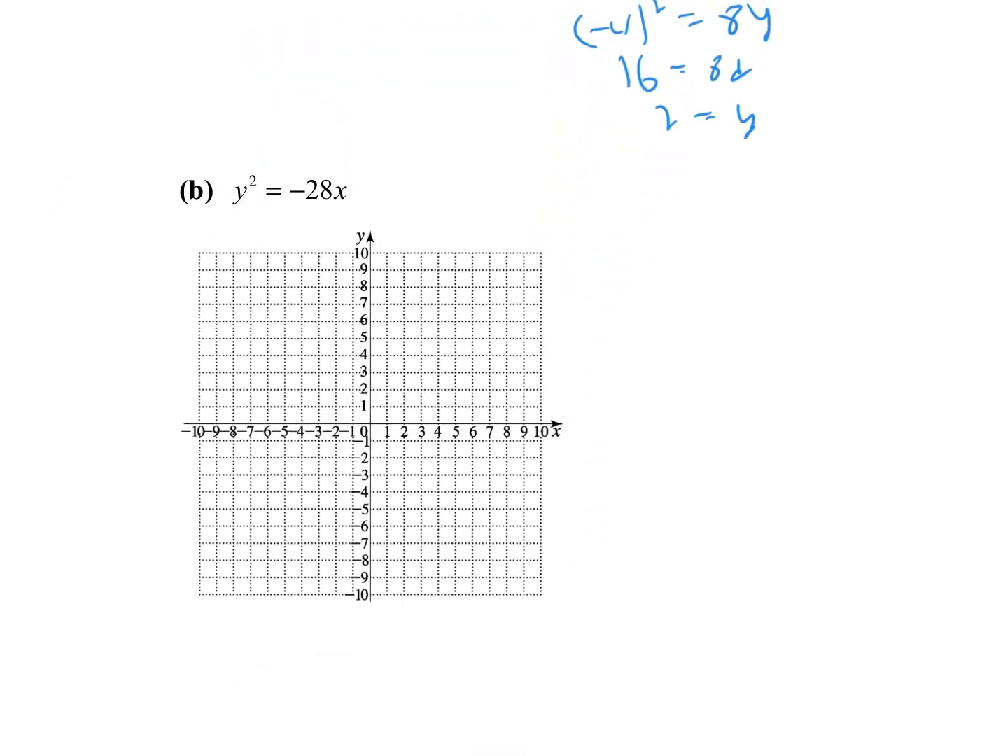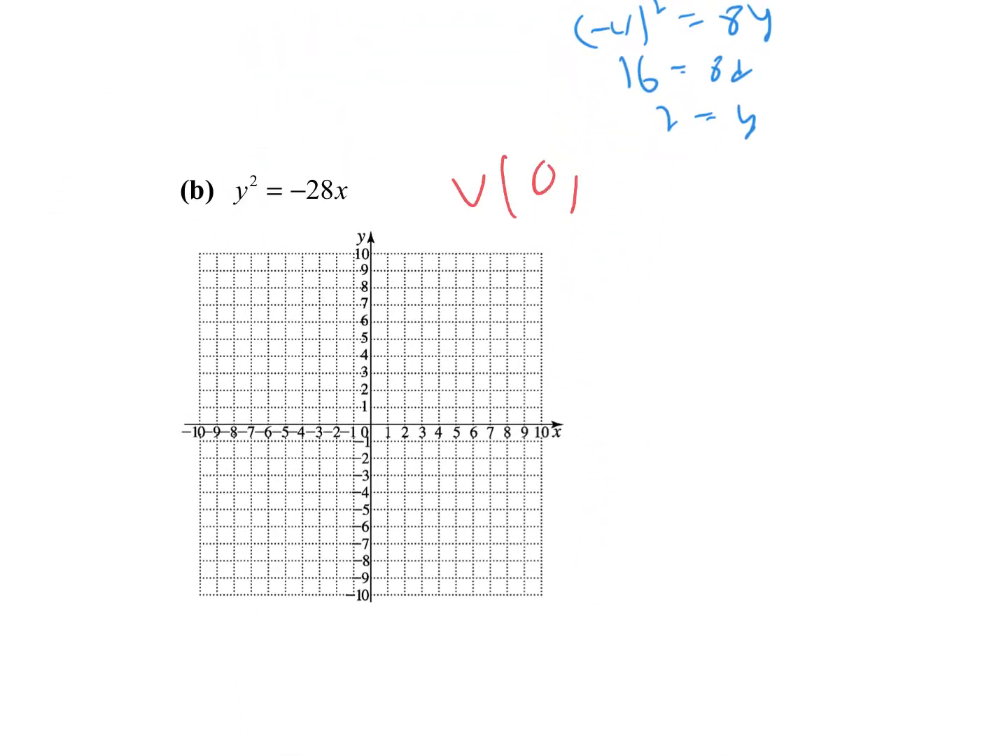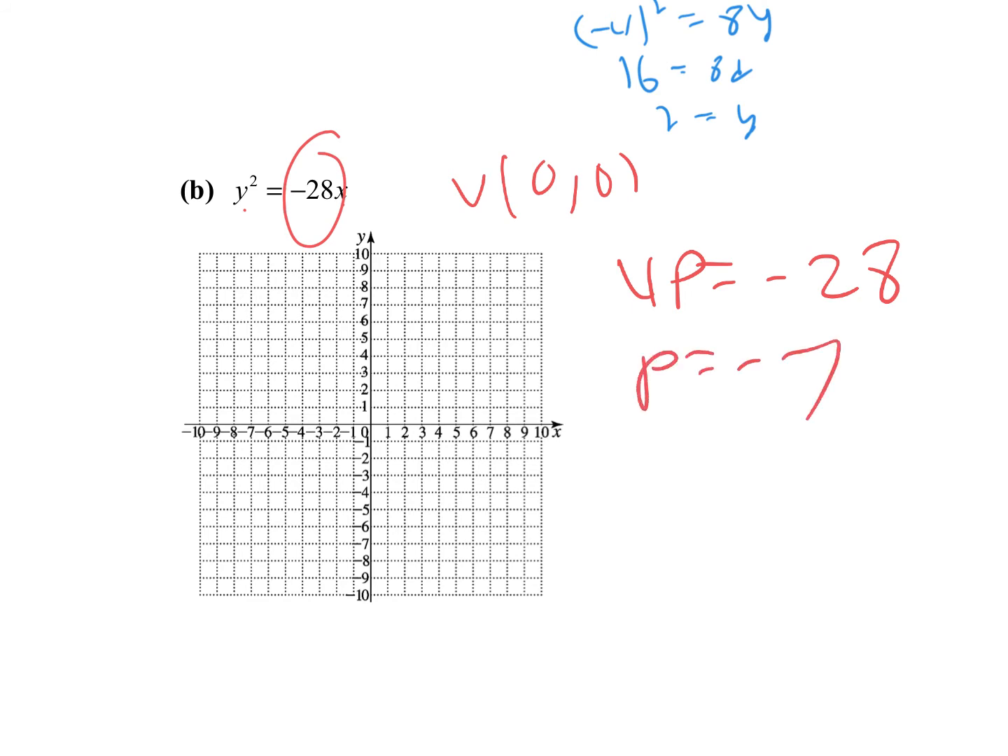Okay, I did everything. Do one more. Same thing. Vertex is at 0, 0 because I don't see anything being added to y or to x. So I need just to know that 4p must be negative 28. Right here, I get it from here. So p must be negative 7. And it's the y being squared, so it has to open left and right. And since p is negative, it opens left.